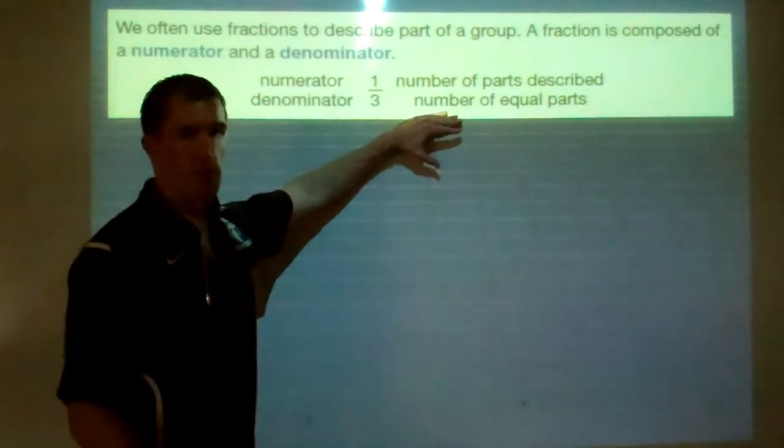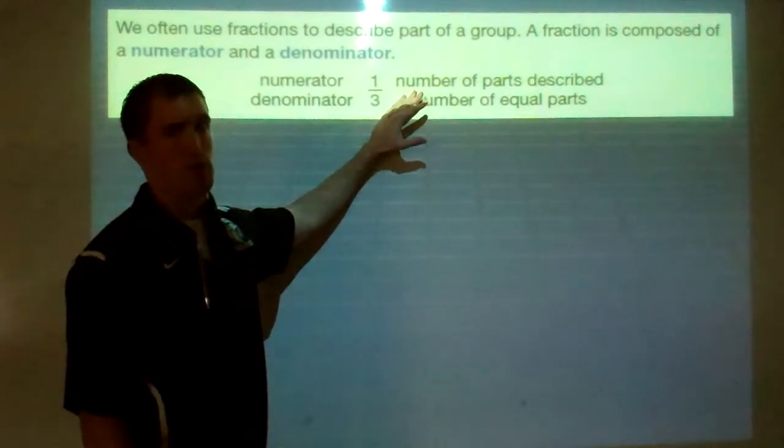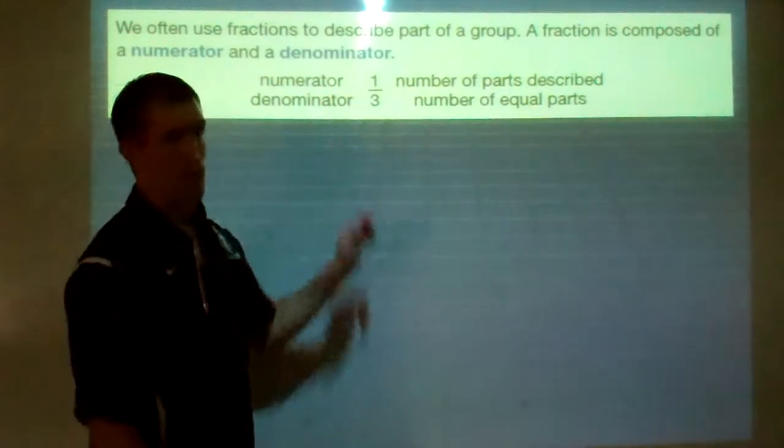The denominator stands for the number of equal parts that we have, and then the numerator is how many of those equal parts we're talking about. So this would be 1 out of the 3 parts.